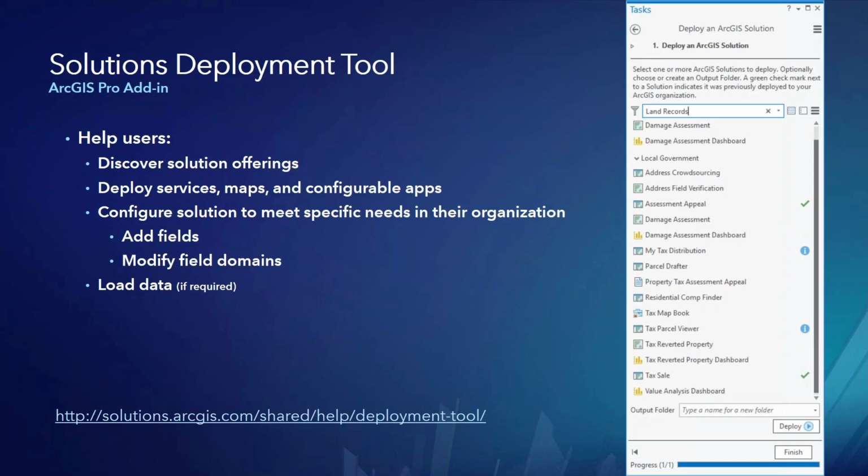So we've introduced a new deployment option, and it's an automated deployment option. It's called the Solutions Deployment Tool. It's a free ArcGIS Pro add-in that helps our users discover those solution offerings and then ultimately deploy the services, maps, and configurable apps supported in a solution. So you literally, on the right-hand side here in my slide, you'll search for, in this case, land records. You'll click on a solution, specify the output folder where this solution is going to live in your organization, and click deploy. Now this can work against ArcGIS Online, and it's supported against ArcGIS Enterprise in your own infrastructure. We don't care where it goes. It's going to work identical in both instances.